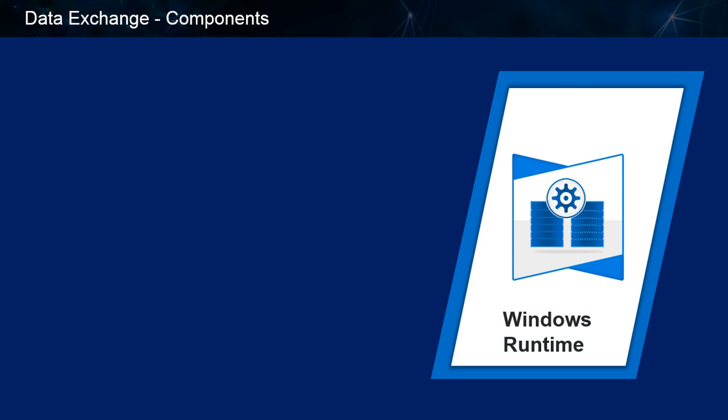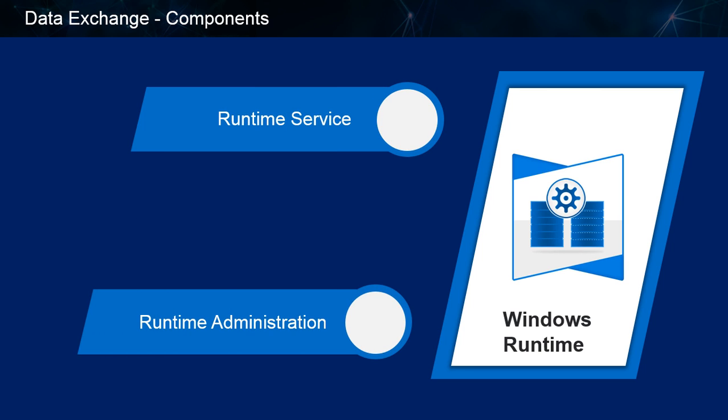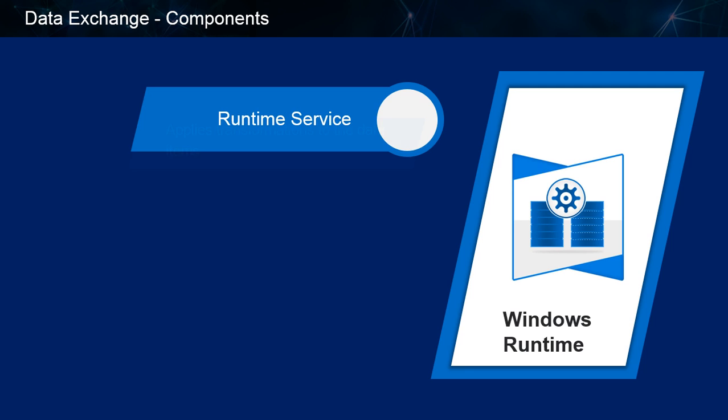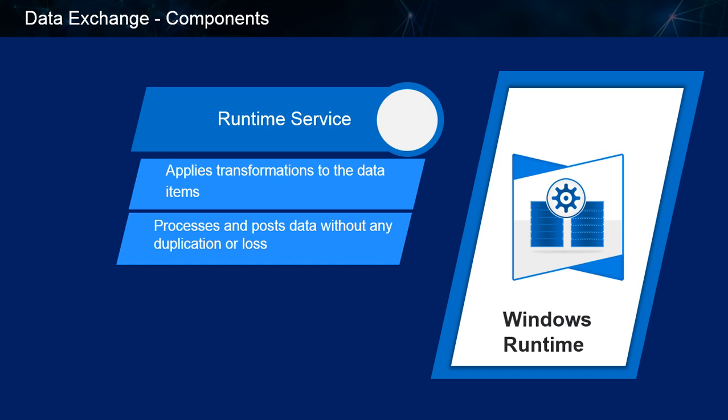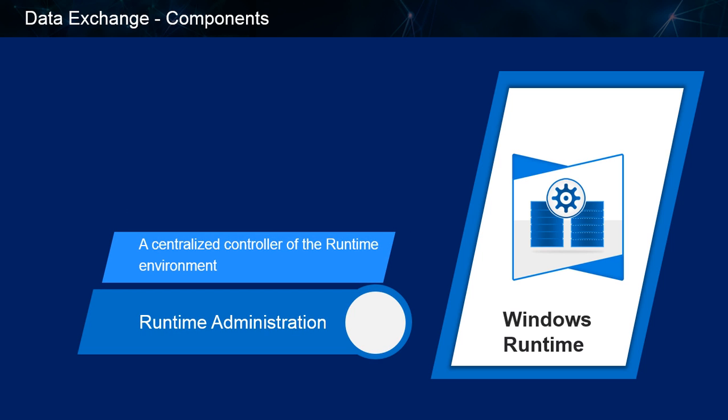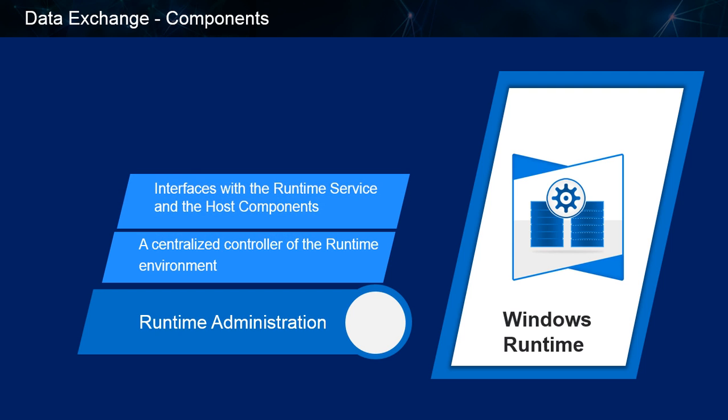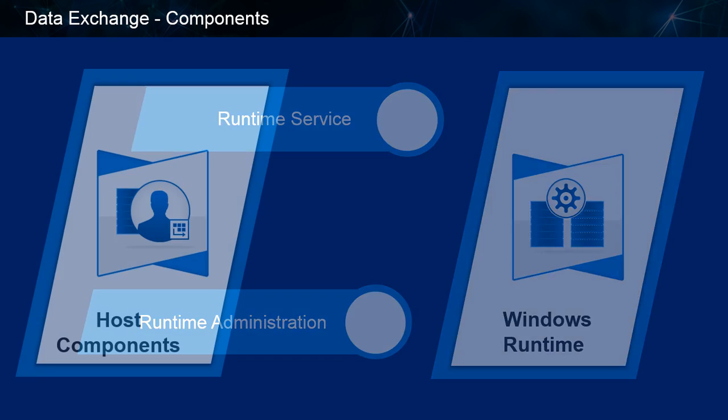Data Exchange Windows Runtime comprises Runtime Service and Runtime Administration. Runtime Service applies the transformations to the data sourced via bulk data transformation and/or change data transformation, and posts the transformed data to the transformation targets. The data is processed and posted in the correct order without duplication or loss of data for all active transformations. Runtime Administration is the centralized controller of the Data Exchange runtime environment. Runtime Administration interfaces with Runtime Service and the host components to provide reporting and monitoring of the overall health of the system.